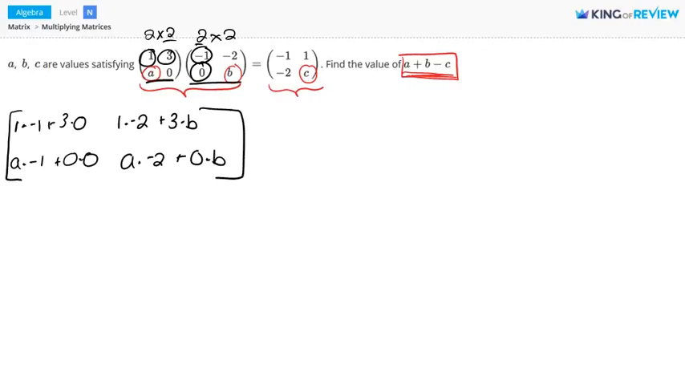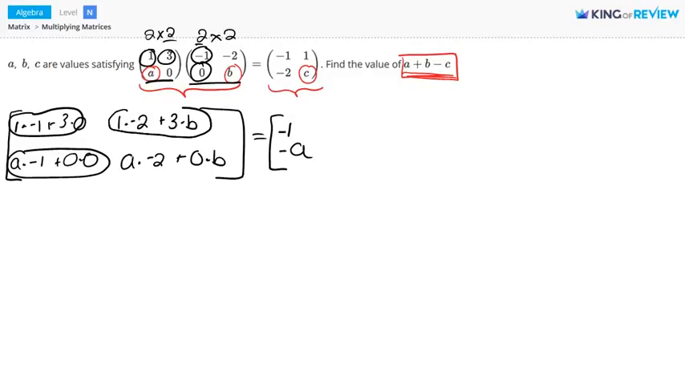So we've set up the math for this matrix, and now let's simplify this. This entry here, 1 times negative 1 plus 3 times 0, gives us a negative 1. A times negative 1 plus 0 times 0 gives us negative A. And next we have 1 times negative 2 plus 3 times b. This gives us negative 2 plus 3b. And our final entry, A times negative 2 plus 0 times b, gives us negative 2a.